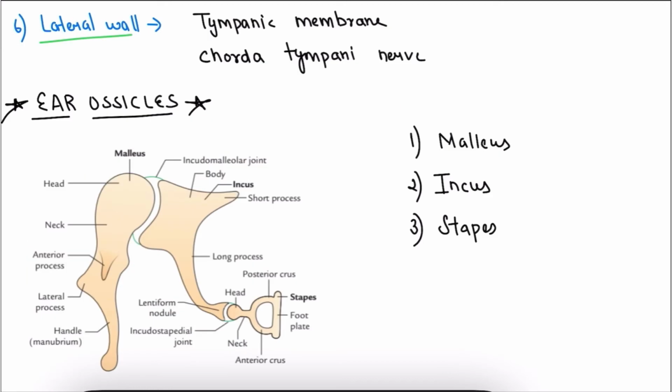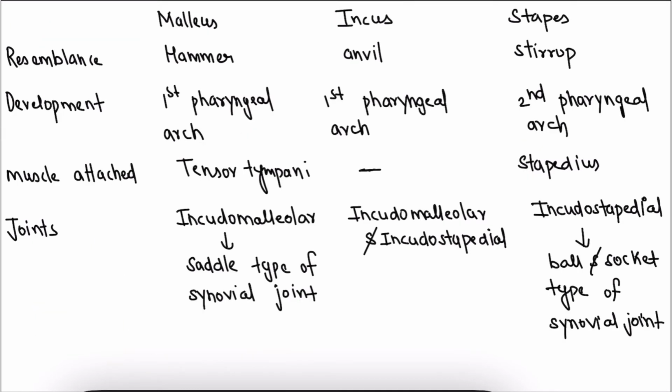We all know there are 3 ear ossicles, that is malleus, incus and stapes. If you are a first year MBBS student, you have to memorize this diagram for professional exams. This is the malleus. We have the head, neck, anterior process, lateral process. The important point is the incudo-malleolar joint, present between malleus and incus, and between incus and stapes we have the incudo-stapedial joint. Let's study more about the malleus, incus and stapes.